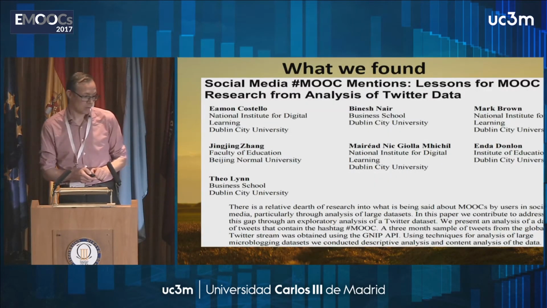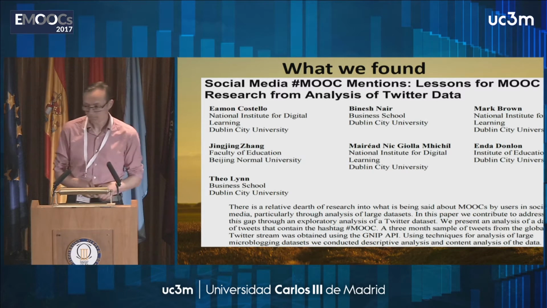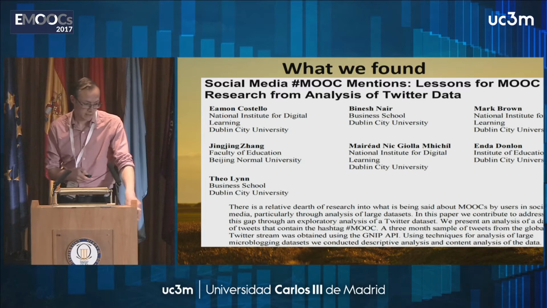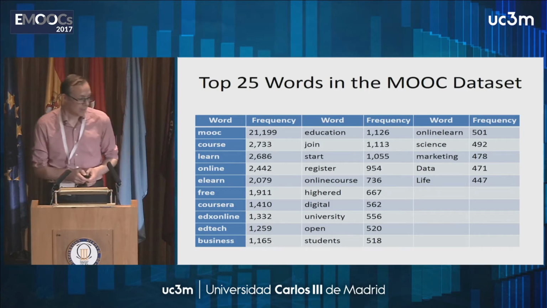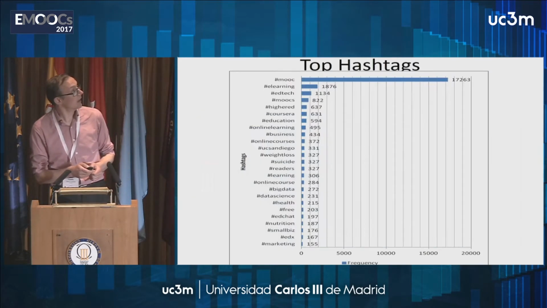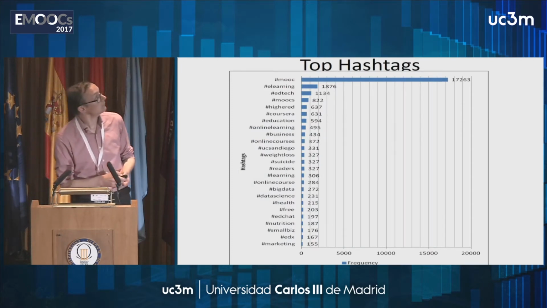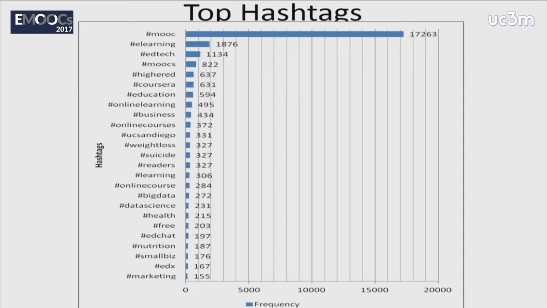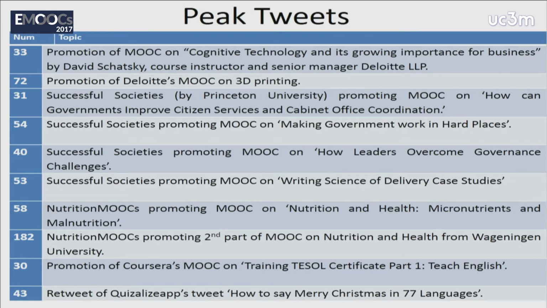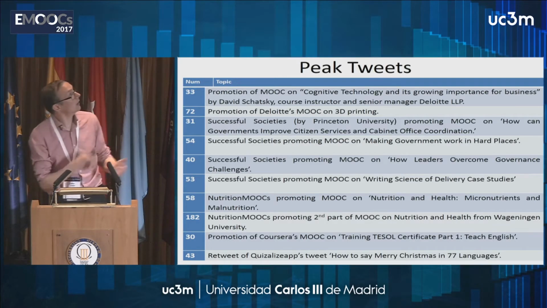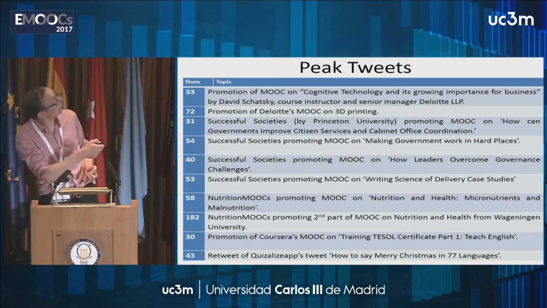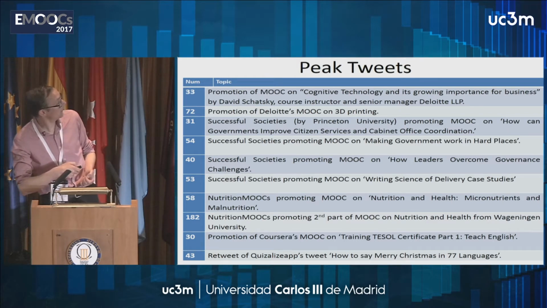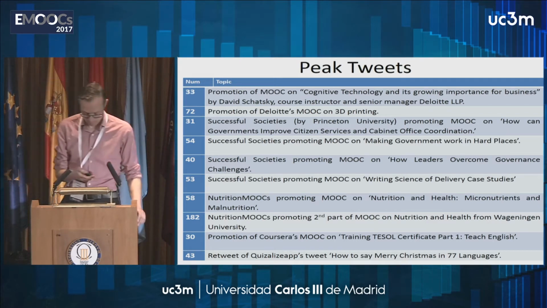And what we found, the first thing, we did some content analytics. And this is a paper we published on that at ASCILITE last year. And we looked at the top words that people use when they use the hashtag MOOC on Twitter. And we looked at the top hashtags. And we looked at the peak tweets. So we used peak detection algorithms to see what tweets caused a huge spike in Twitter traffic in this network. And a lot of these are promotional tweets for courses. In fact, most of them are. And this one is kind of a spam tweet.